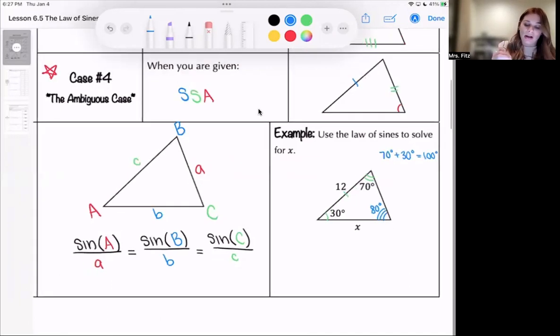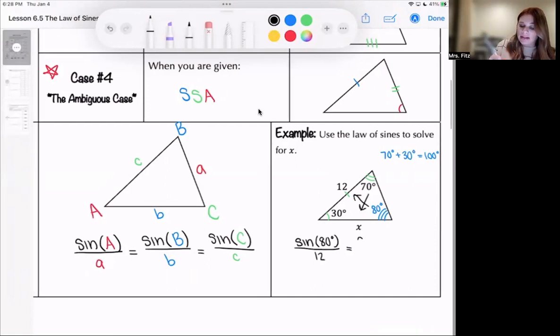Now we can set up our law of sines formula. We know that 80 degrees is opposite of 12. So sine of 80 degrees over 12 should equal, notice opposite, opposite, those go together, sine of 70 degrees over x. And then what we can do is cross multiply. So x times sine of 80 degrees should equal 12 times sine of 70 degrees. Divide by sine of 80 degrees.